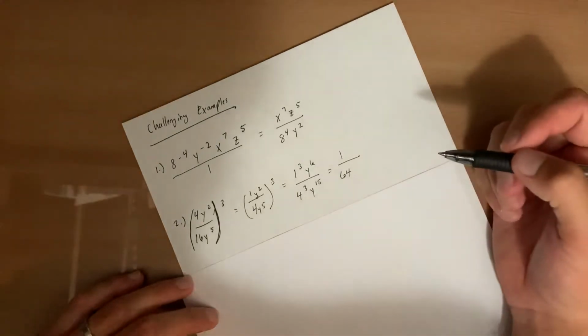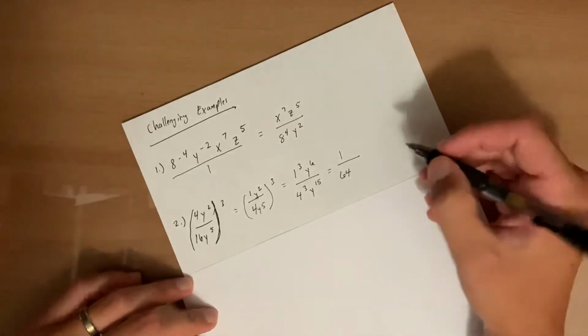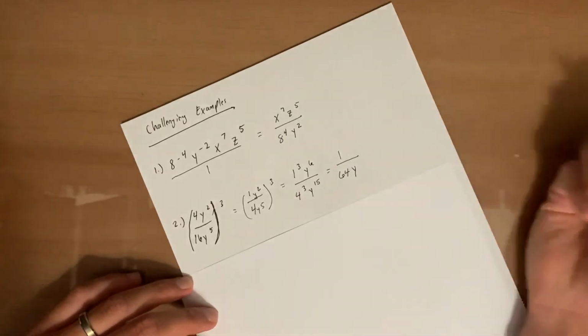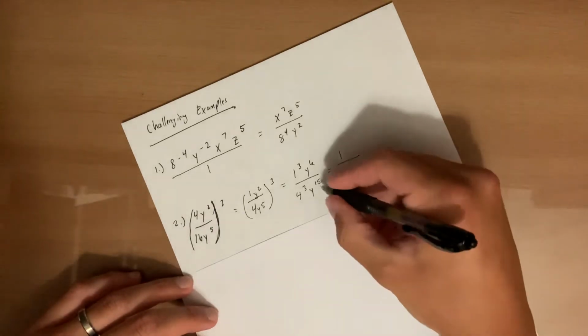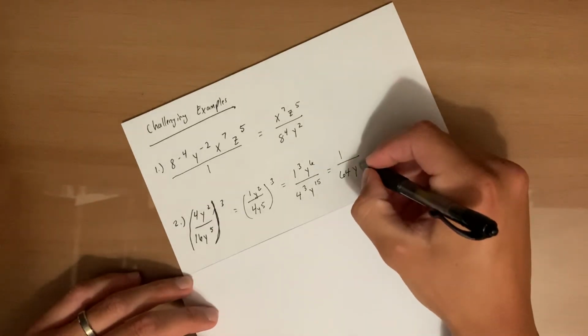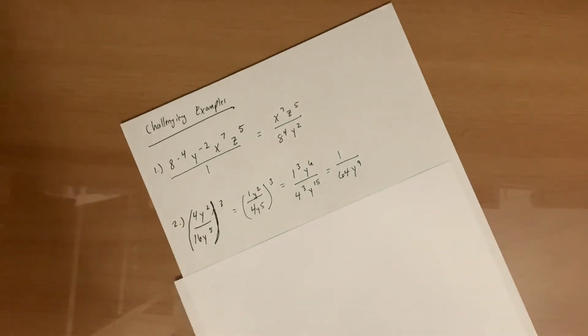A trick I can do here is look at where I have more y's, top or bottom. The answer is the bottom, so my y goes on the bottom. And how many more y's do I have on the bottom? I would do 15 minus 6, and I get 9. So I have 9 more y's on the bottom than I do on the top.